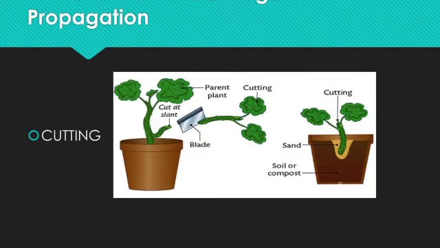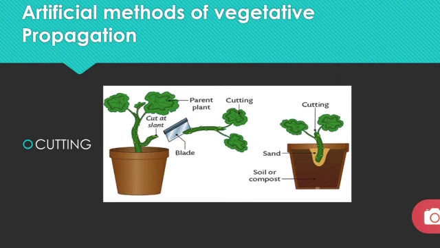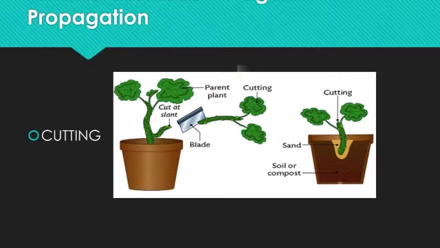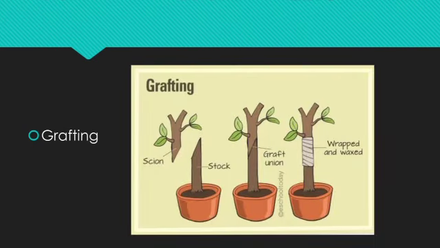After that, coming to artificial methods of vegetative propagation. What are the artificial methods of vegetative propagation? First is cutting. In this method, if we take a cut stem of a plant and put it in the soil, we'll see that from the cut stem a new plant arises. This can mostly be performed in rose plant. Okay. Next method is grafting.